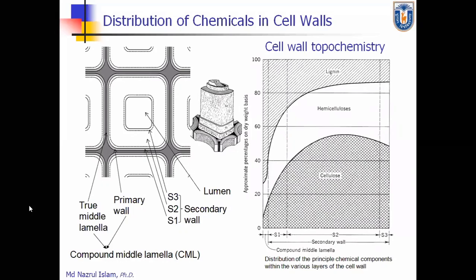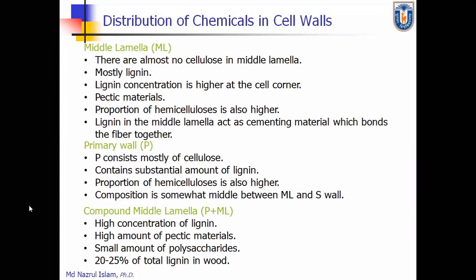70% is lignin. So now we can conclude that the true middle lamella and primary wall are mostly composed of lignin, and the secondary wall, that may be S1, S2, and S3, is composed of carbohydrate. Among that carbohydrate, the highest amount of cellulose is present in the S2 layer, then in S1 and S3 it is a little lower, but the hemicellulose portion is higher in both cases. So those are the different properties we have discussed earlier.